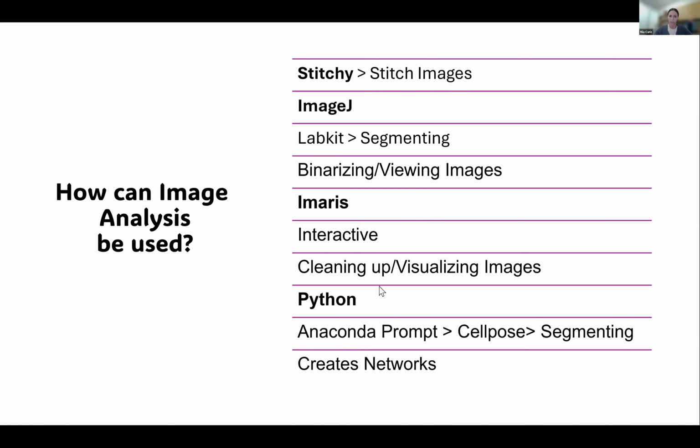And then after all this, I would use Imaris, more interactive software. It cleaned up and visualized it pretty well. In the end, I didn't really work on creating a network, but that is something I'd like to do in the future through Python. You can create the connections and show connections between different structures, which is really neat.